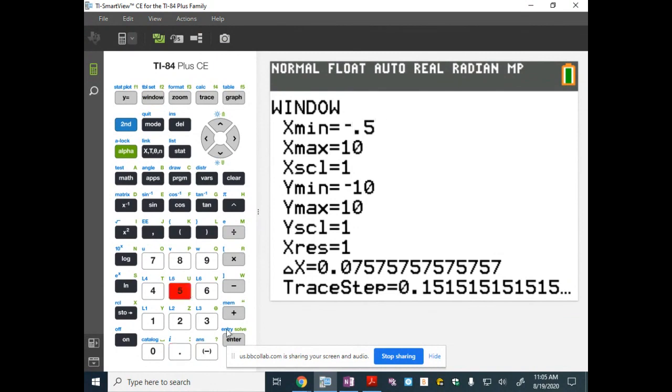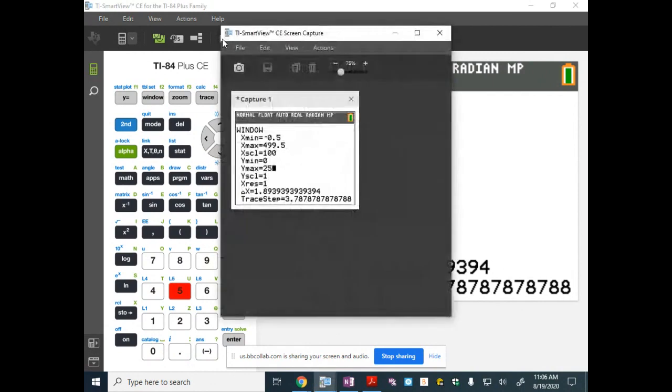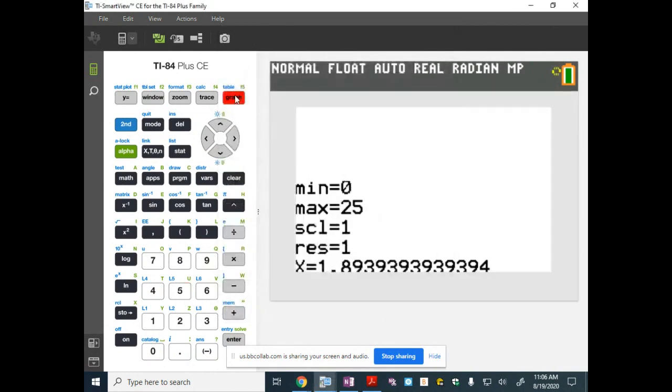was negative 0.5. What was our largest class boundary? 499.5. Now for X scale, what was our class width? It was 100. Now, the Y min should always be 0. What was our maximum frequency? It was 23. Let's make it 25. Now that you've done that, you hit graph.